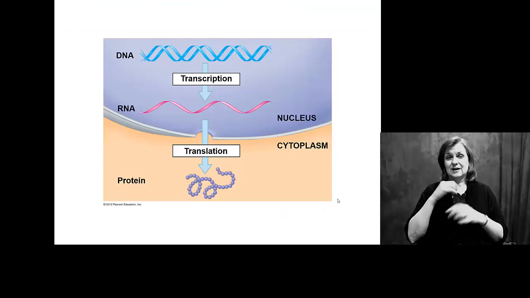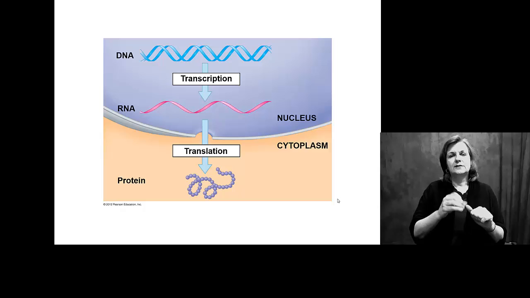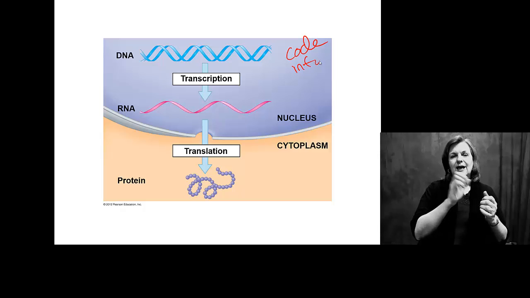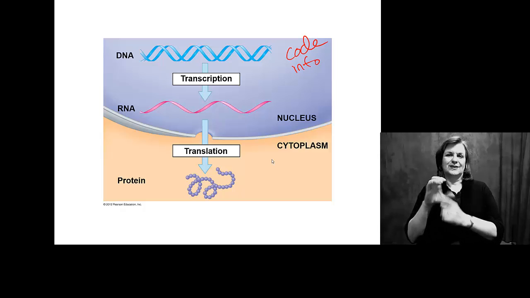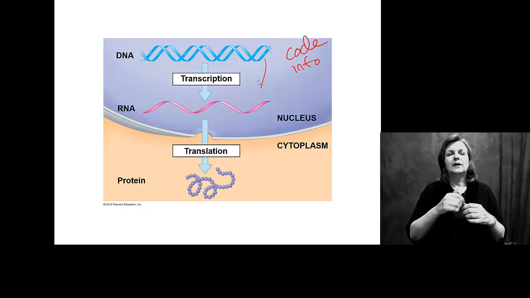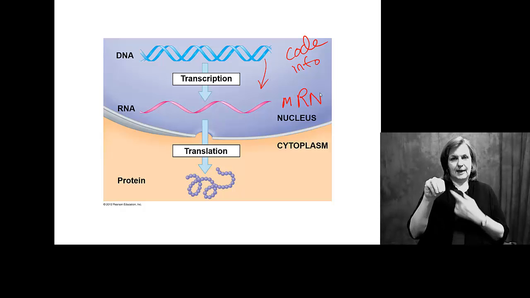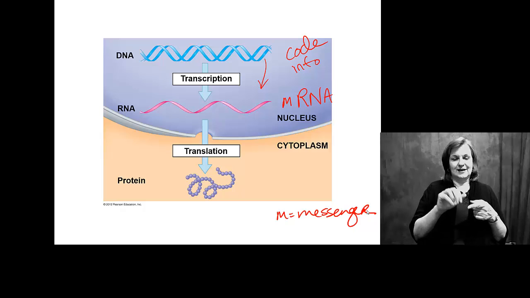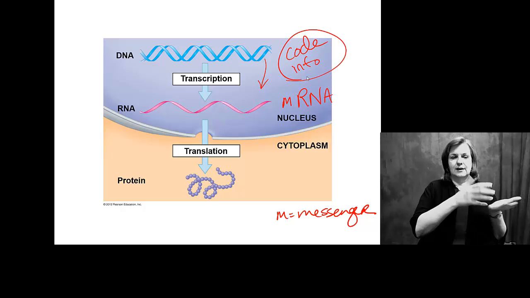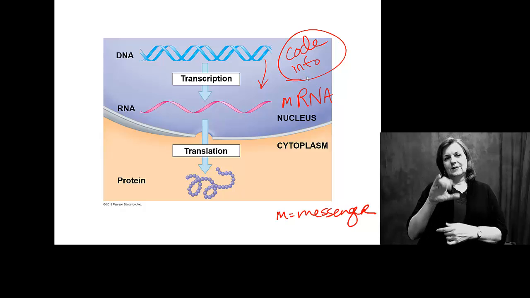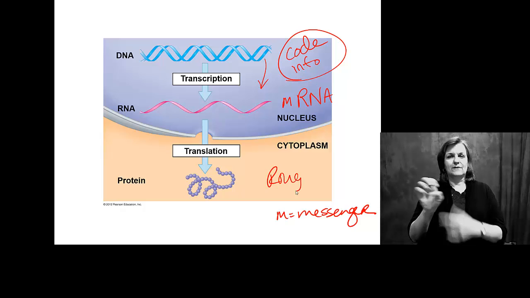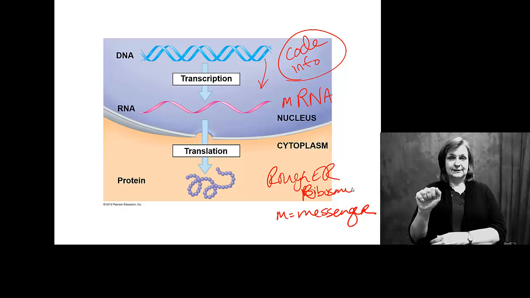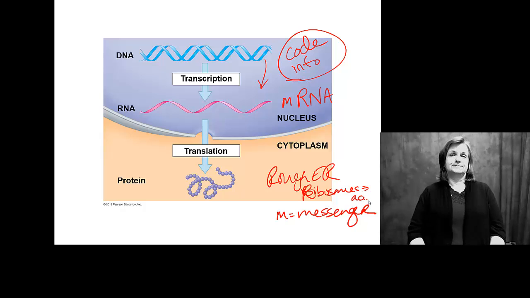Well, we know the DNA can't leave the nucleus. That's not allowed. So we have to get the coding information from DNA out to make proteins in your cytoplasm. And the only way we do that is through the production of something known as mRNA. M is messenger RNA, and it's literally carrying the message of genetic code information out to the cytoplasm and the rough ER to match up with the ribosomes to build amino acids and then form proteins.